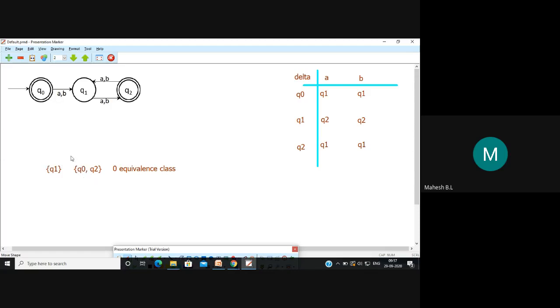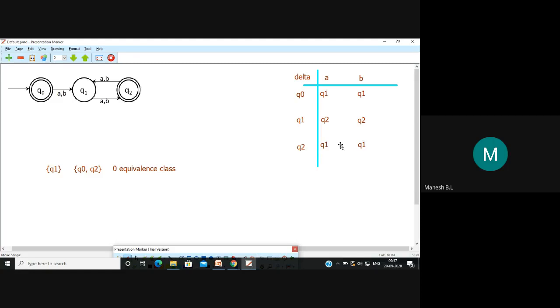But in this equivalence class there are two elements, Q0 and Q2. So we can check whether these two accepting states are distinguishable or not. If they are distinguishable, they must be put in two different equivalence classes. So now we need to consider the transition table. Q0 on A, what is the transition? Q1. Q2 on A, what is the transition? Q1. Both are the same on A. Next, consider B. Q0 on B is Q1. Similarly, Q2 on B is Q1.